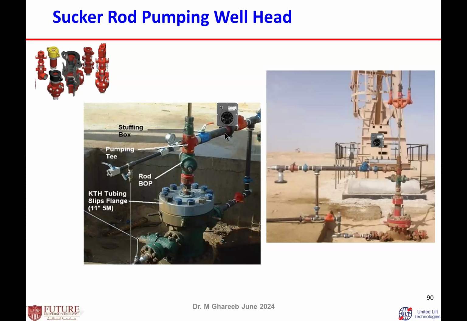The stuffing box is connected to the top of the well, which allows the rod string, the polished rod, to go up and down, meanwhile preventing the flow from spilling around the well and going out of the well. In this case, the flow can only be directed to the flow line and so on.